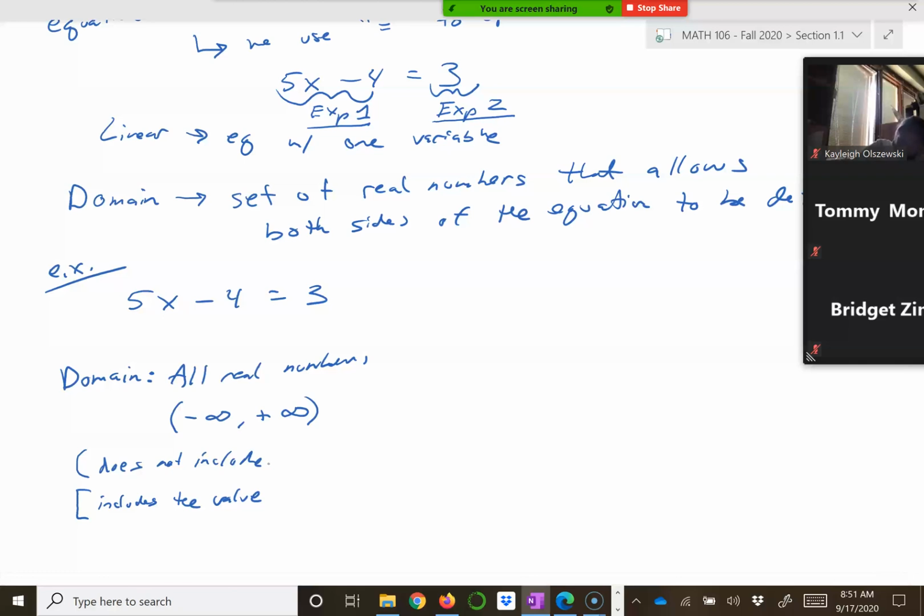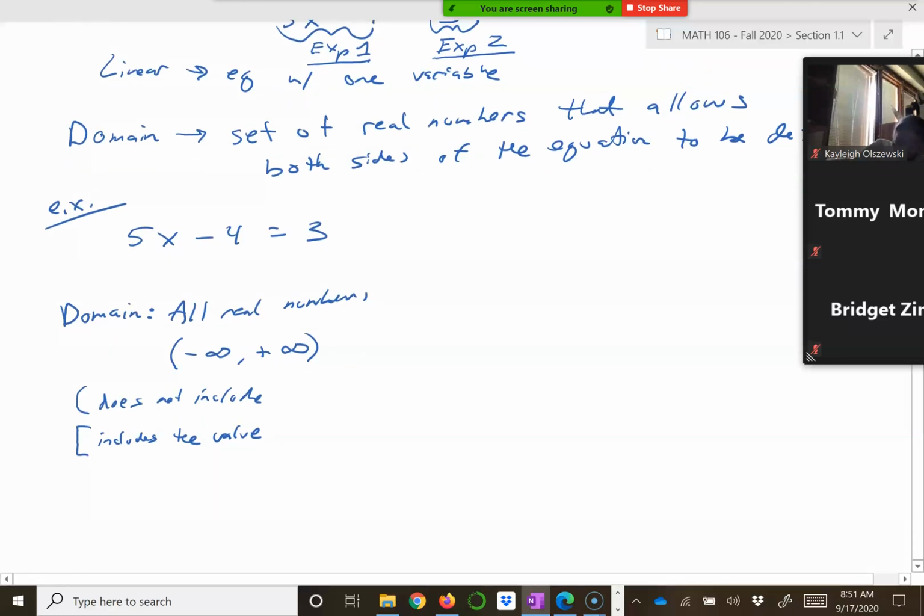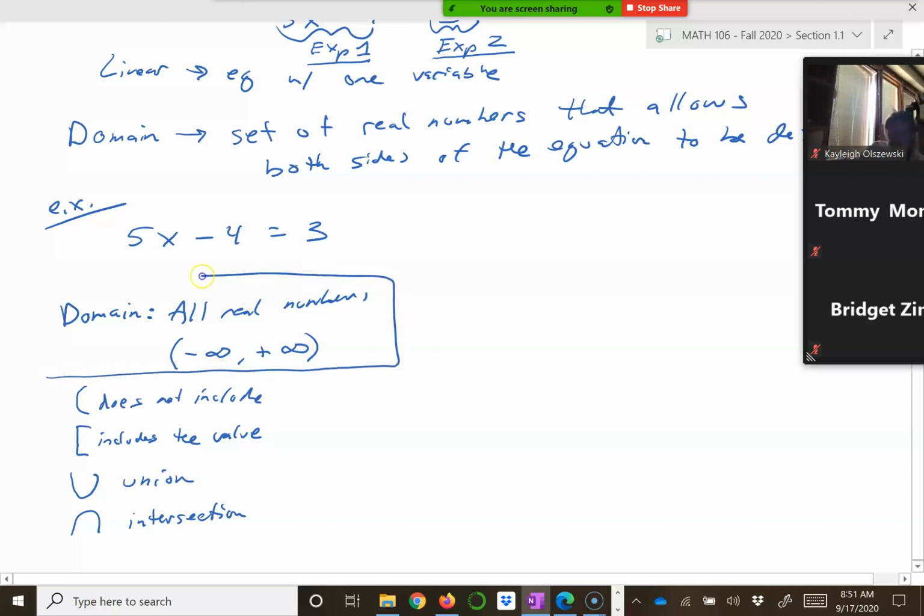Okay? And then some other symbols that we might see with the domain would be, this kind of looks like a U, but it doesn't have any tail at the end of it. It's just sort of a curvy U like this. This is the union. Okay? And then this guy is the intersection. You're going to see this throughout the rest of the course. Okay? But for the domain for all real numbers, that one's easy because you just have to remember that it's negative infinity to positive infinity.